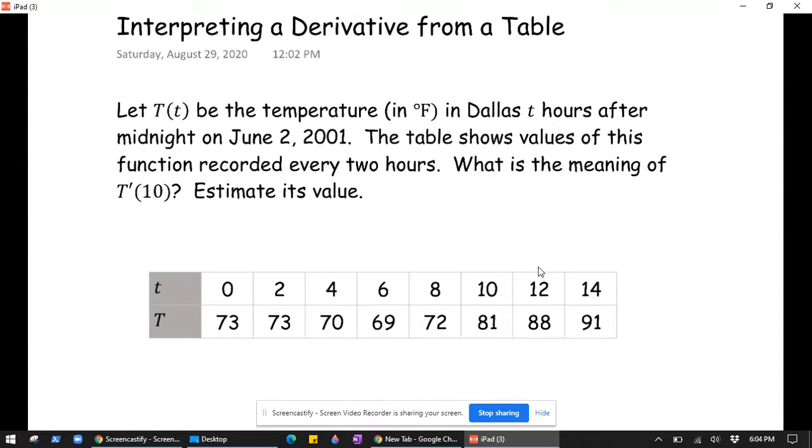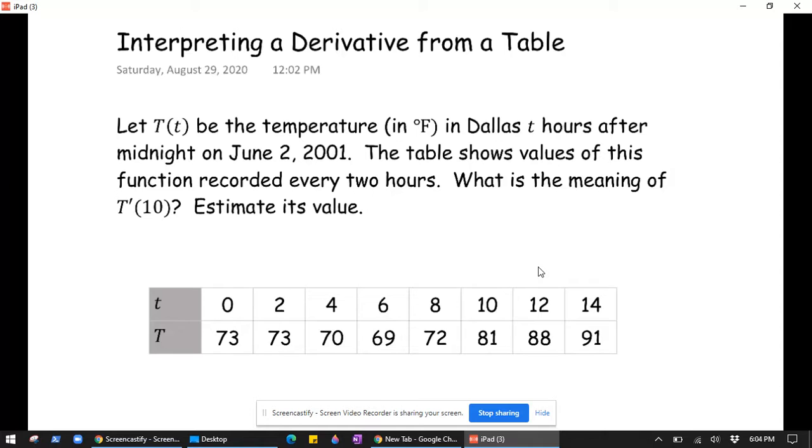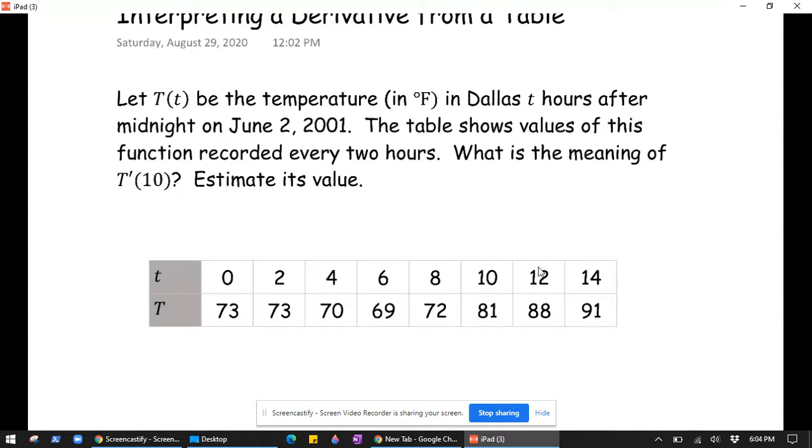So let's turn to a different context just to kind of round this out in a different way. A little bit of interpretation as well. This says let T of t be the temperature in degrees Fahrenheit in Dallas, t hours after midnight on June 2nd, 2001. The table shows values of this function recorded every 2 hours. What is the meaning of T prime of 10? Estimate its value.